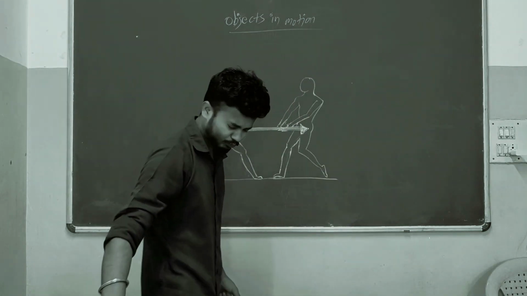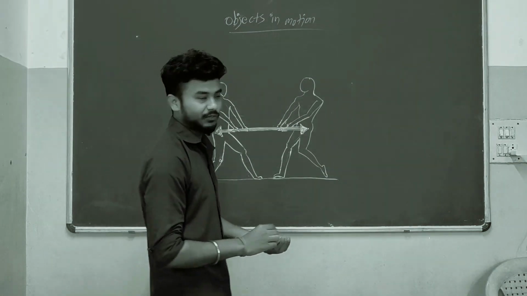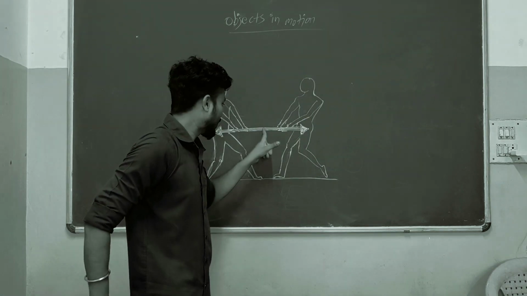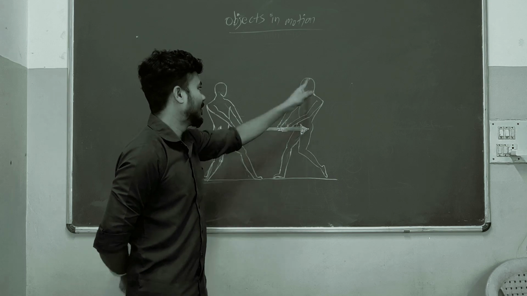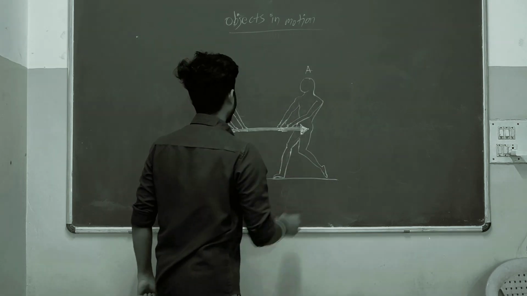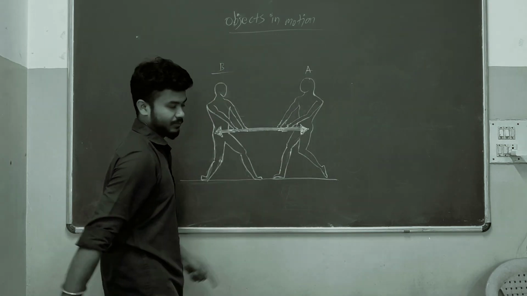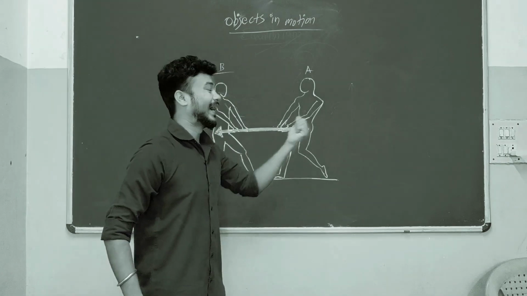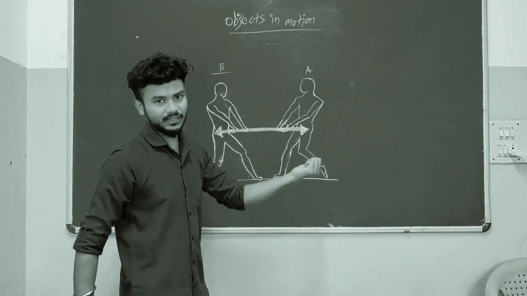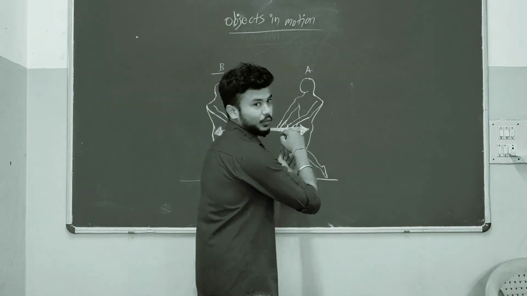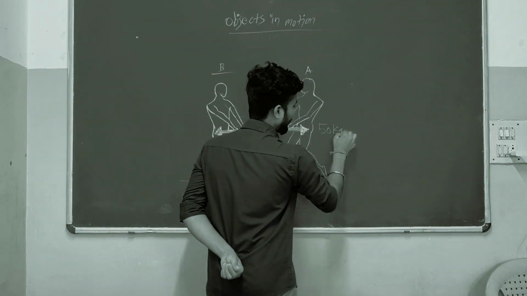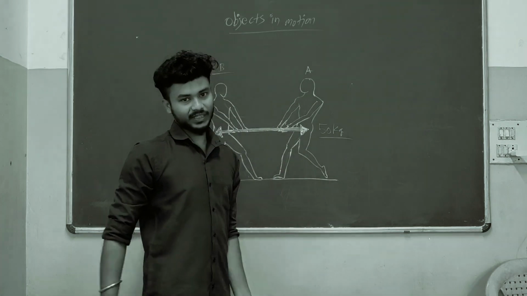Objects in motion. Now we will see the second law. Here one rope is there, for example person A and this is person B. Person A is pulling the rope to his side. For understanding, I am saying simply, to pull his side he is using 50 kg force.